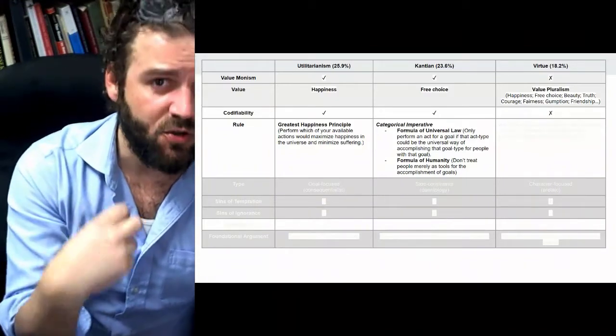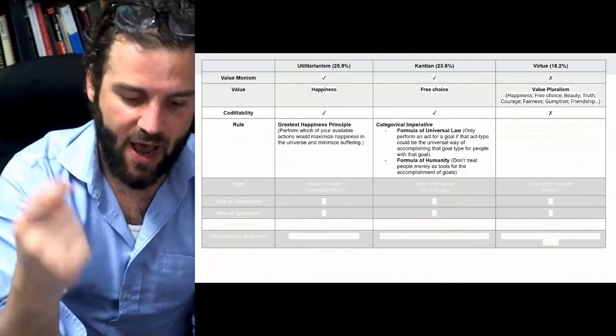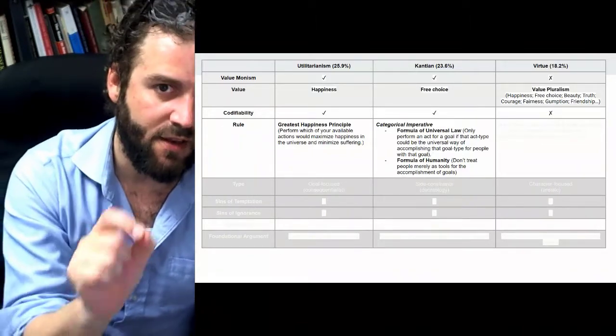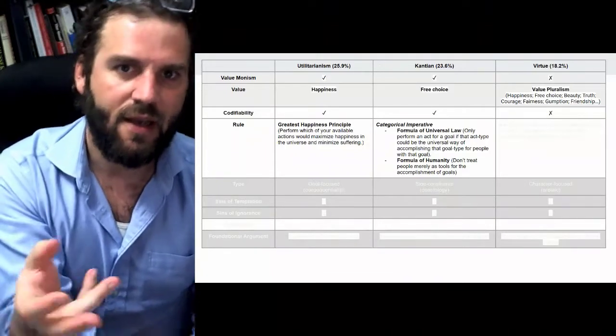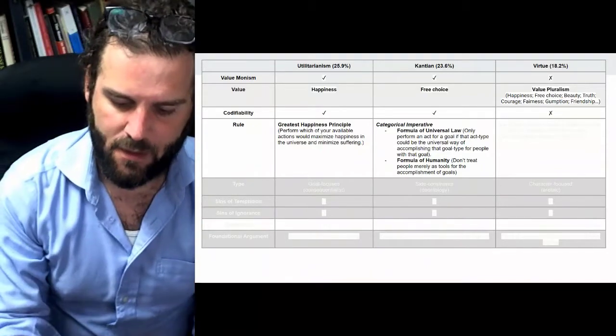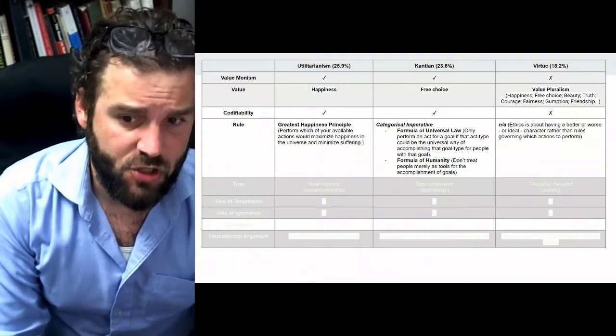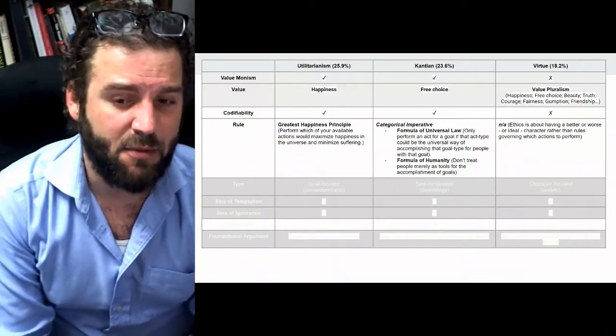Treat them like I treat myself, or actually the formula of humanity says I need to treat myself in this way. I need to treat myself and others as the sort of value bestowing thing, the thing that makes stuff important, as opposed to something that's used to accomplish goals. Great. And then we've got the virtue ethicist. For the virtue ethicist, since they're value pluralists, they're not going to be able to have a rule.